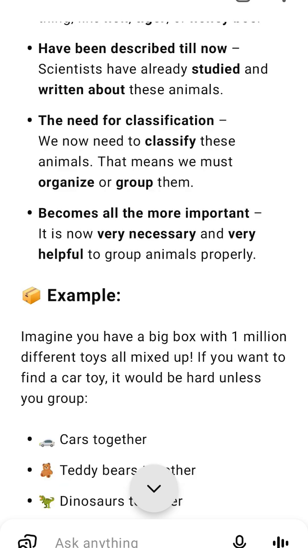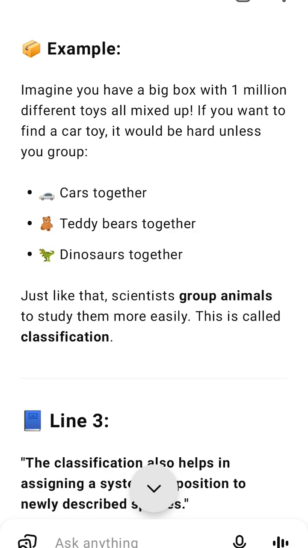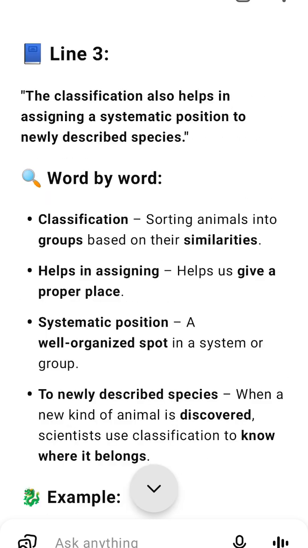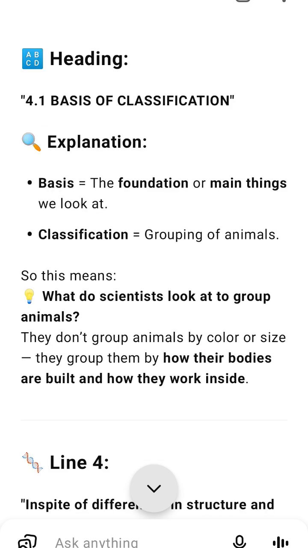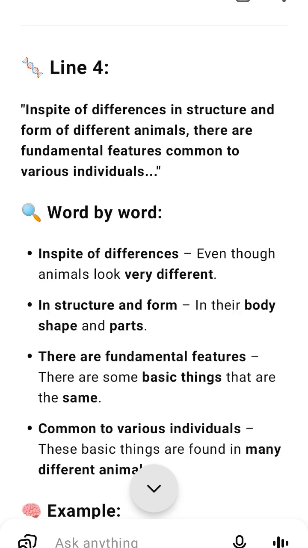Why do we need classification? Imagine you have a box with 1 million toys all mixed up. You want to find one toy. Would it be easy? No. But if you group cars in one box, dolls in another box, balls in another box, then it becomes easy to find and study. In the same way, classification helps scientists study new animals, know what group a new animal belongs to, and avoid confusion.